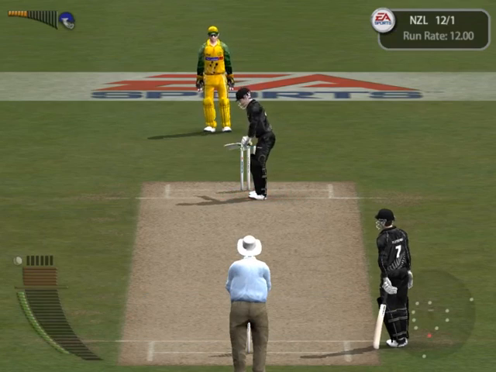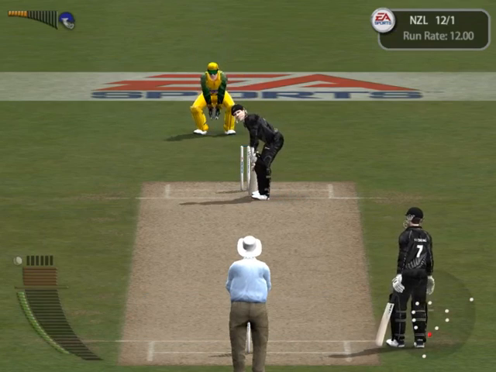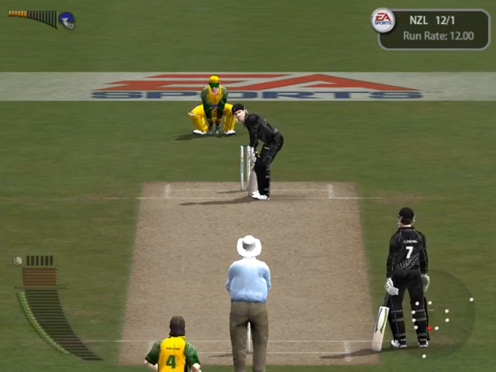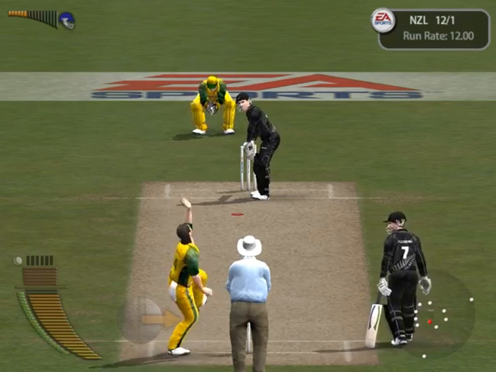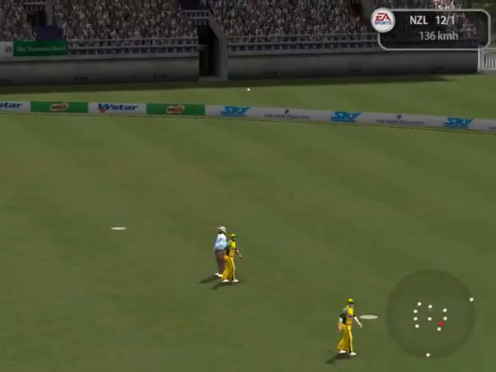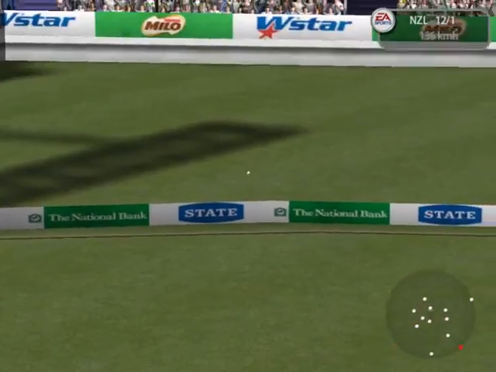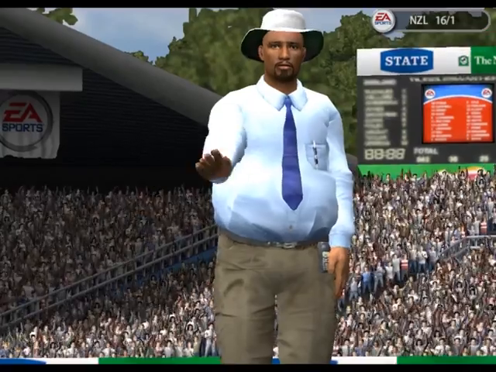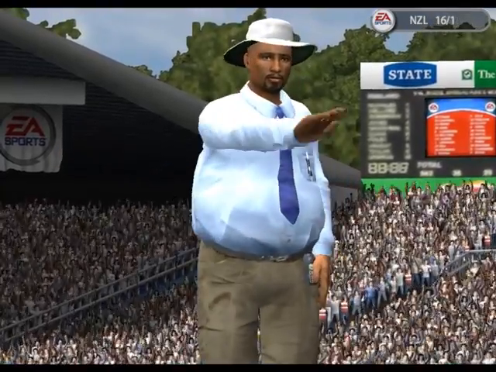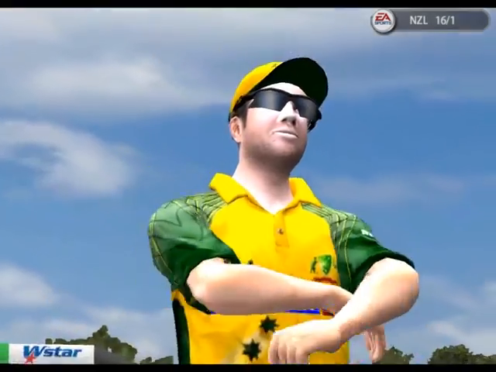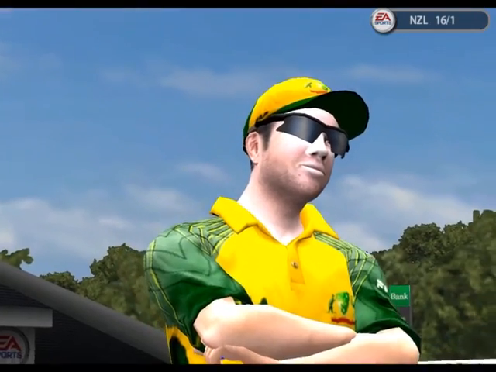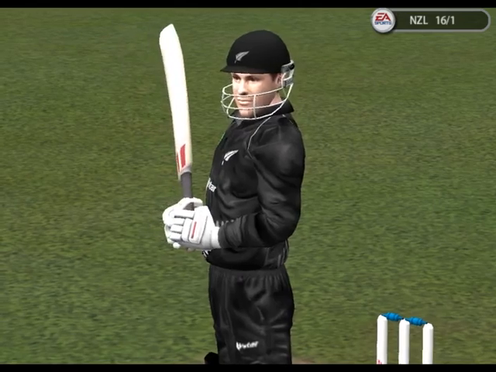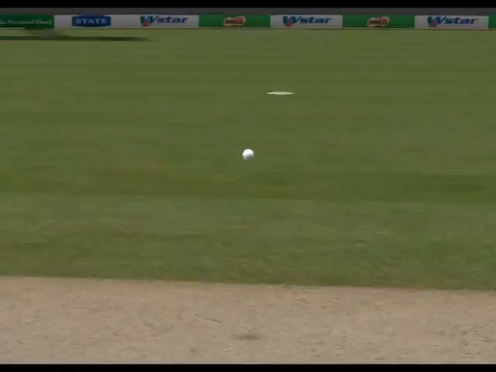Gillespie to bowl to Sinclair. Kadich is after that one. Kadich is not going to reach that. That was sweetly timed. Magnificent shot. The on drive is one of the hardest shots to play, and he's one of the great exponents of it.